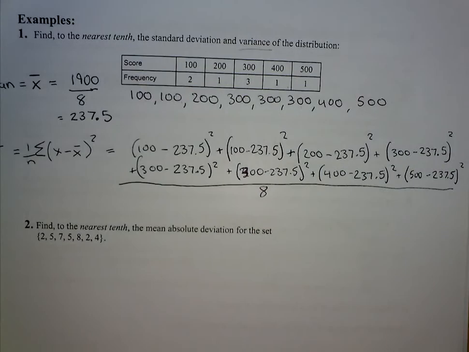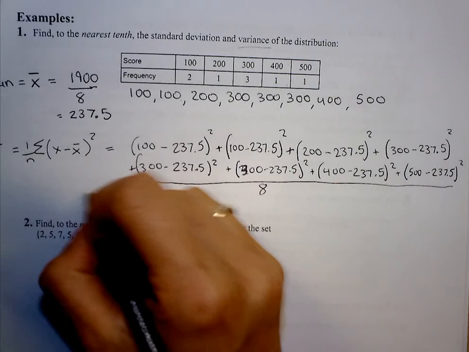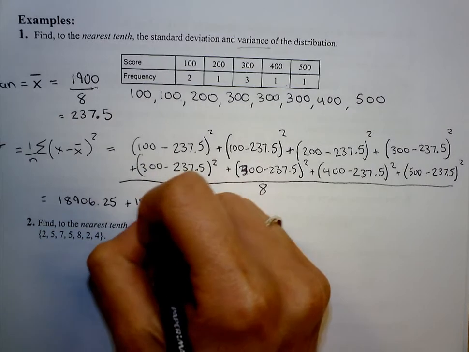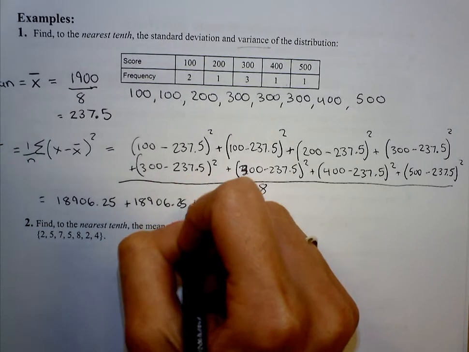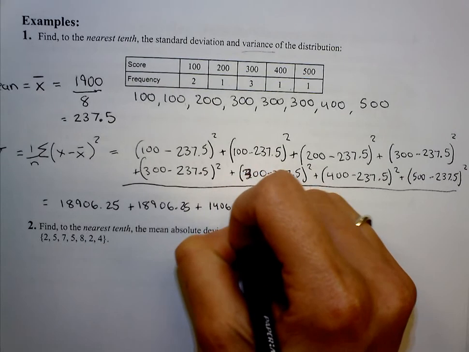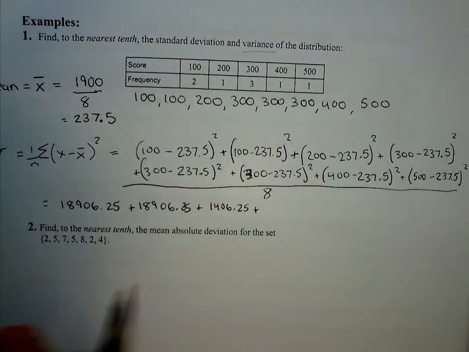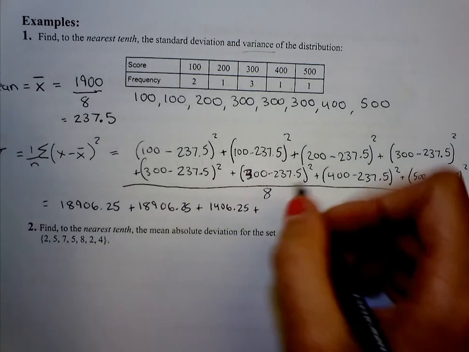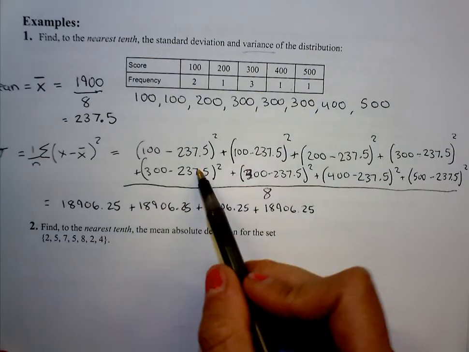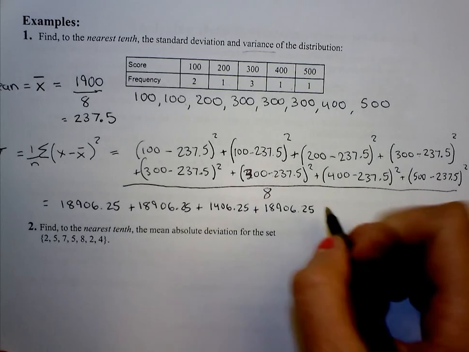So this is where the calculator is going to come in handy for you. So I'm going to have 18906.25 plus 18906.25 plus 1406.25 plus 18906.25, and there's 1, 2, 3 of those, so I'm just going to multiply that by 3. If that confuses people, I'm sorry.